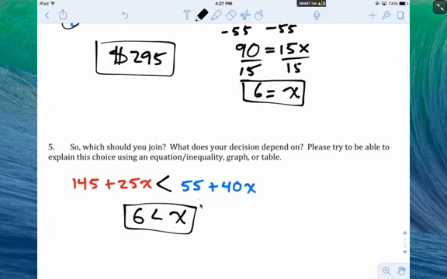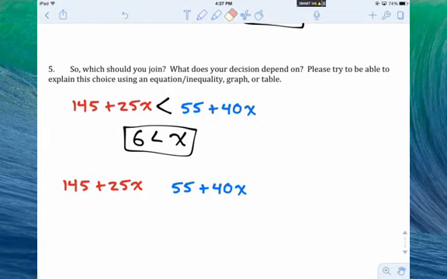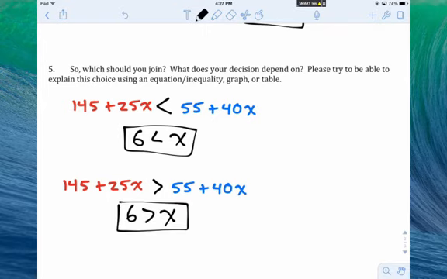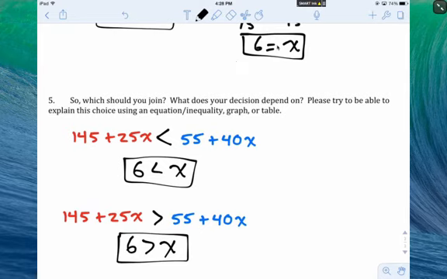So if you are going to be a member of this gym for more than 6 months, you should do Average Joe's. Whereas if you want Globo Gym to be better, we end up with this inequality: Globo Gym's price is going to be less than Average Joe's price, and you end up with 6 is greater than x. So if you are going to be a member for less than 6 months, you should do Globo Gym, because that cheaper initiation fee is going to make the difference. Even though you're paying more per month, you should go with a cheaper initiation fee. And of course, they're going to be exactly the same price when it's been exactly 6 months.